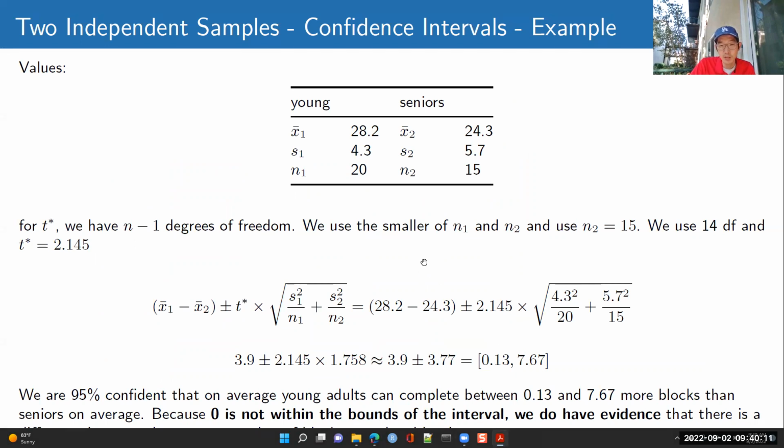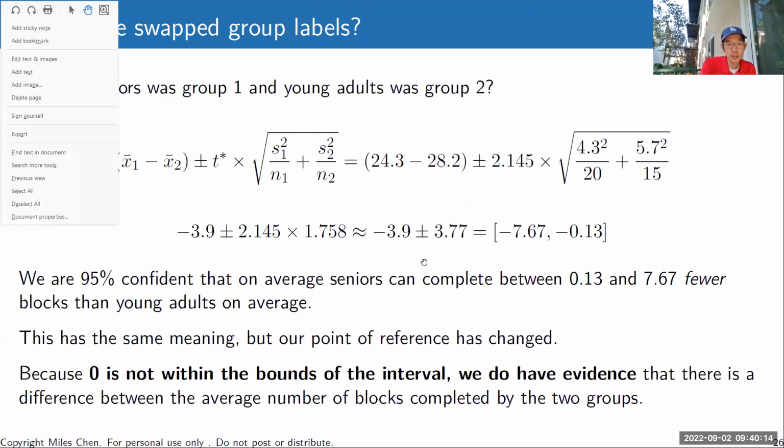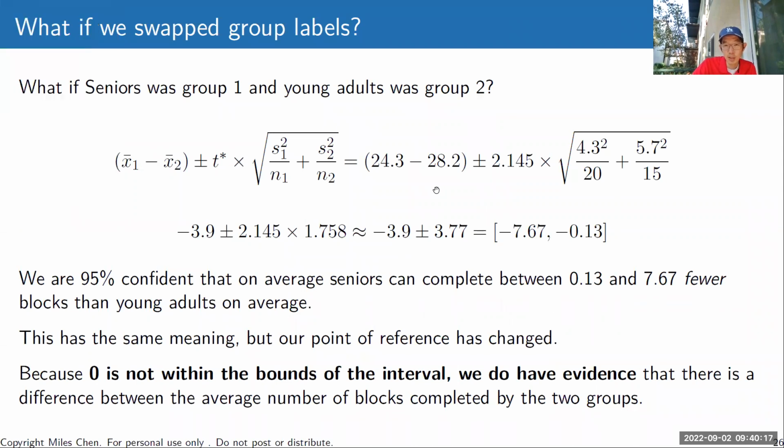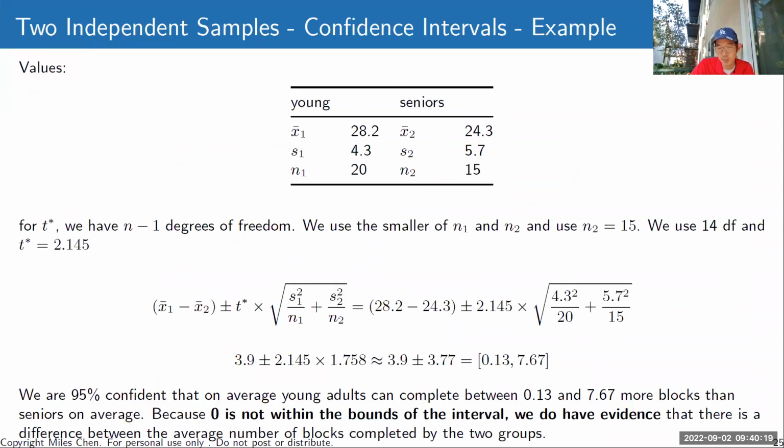Okay, and I'd say I'm 95% confident that the difference between the average number of blocks completed by the young adults and the seniors is somewhere between 0.13 and 7.67. So could it be 0? When we make a 95% confidence interval, it doesn't contain 0, right? Our interval is entirely positive. It just misses 0 by a little bit, 0.13, but it's still above 0.